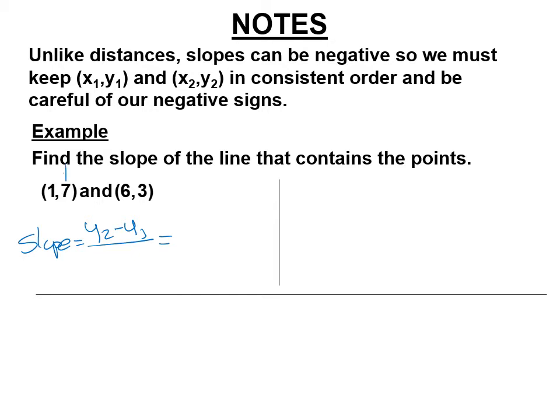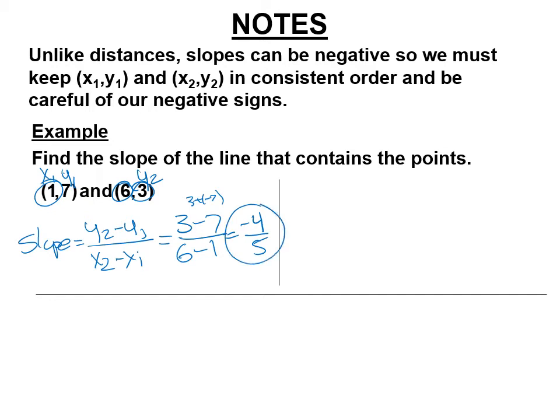So say I do 3 minus 7. I'm saying this is the second y, and this is the first y. 3 minus 7, same as 3 plus negative 7, negative 4. So we're getting a negative there intentionally, okay? Then if you start with the 3 on the top, you must start with the 6 on the bottom. You have to be consistent. You'll get 6 minus 1, which is 5, and the slope there is negative 4/5.